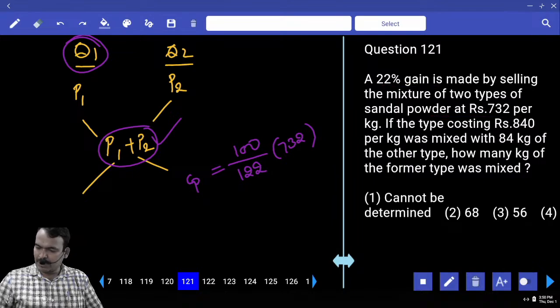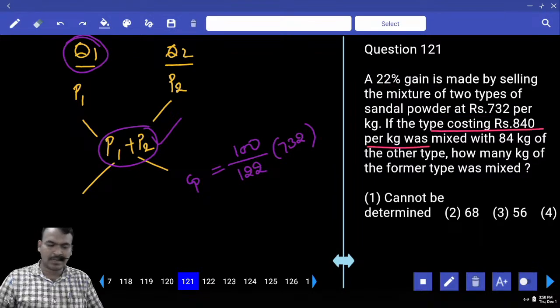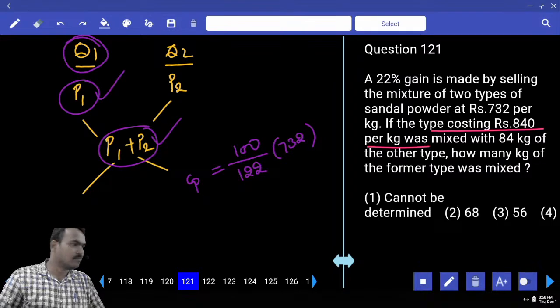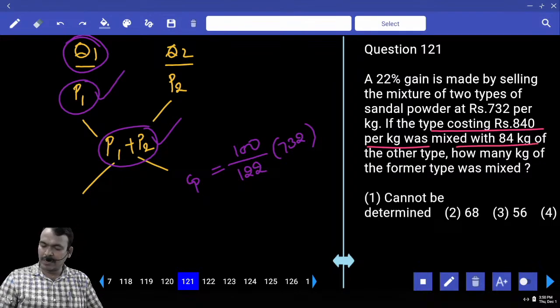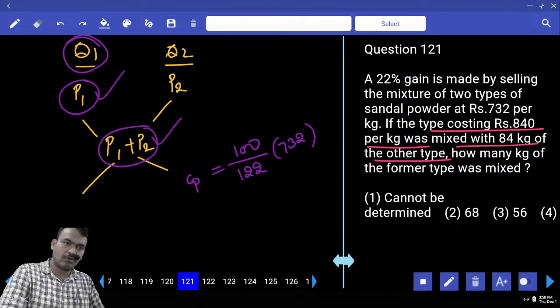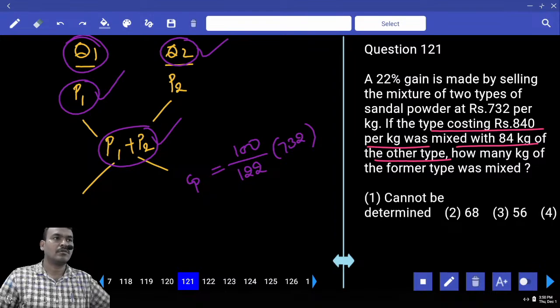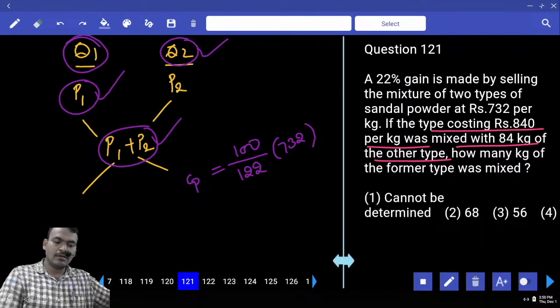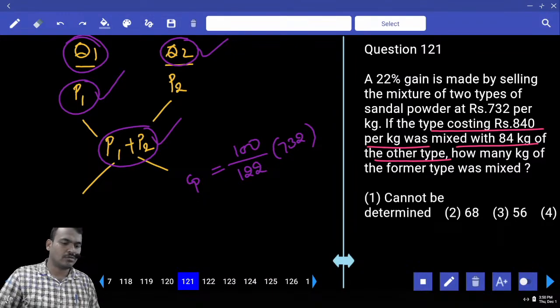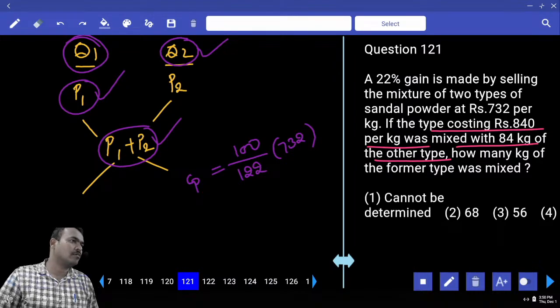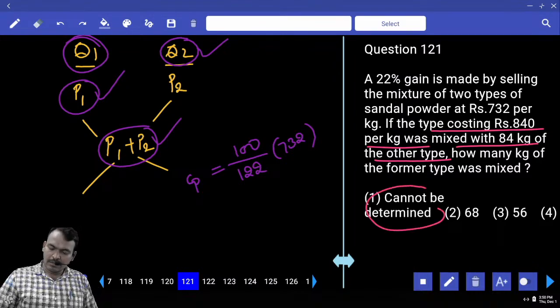If the type costing 840 rupees per kg, the first one's per kg value is given. This is also given. And one more, it is mixed with 84 kgs of the other type, so quantity 2 is also given. How many unknowns are there? Q1 is unknown and P2 is also unknown. 2 unknowns. Then the answer cannot be determined.